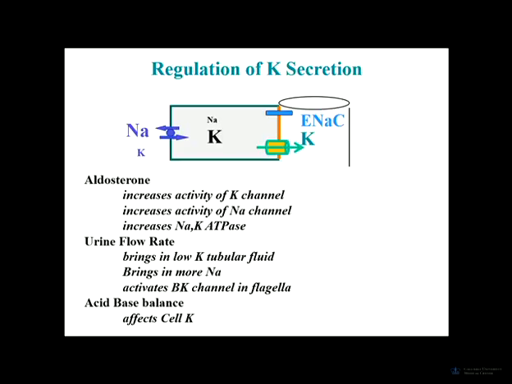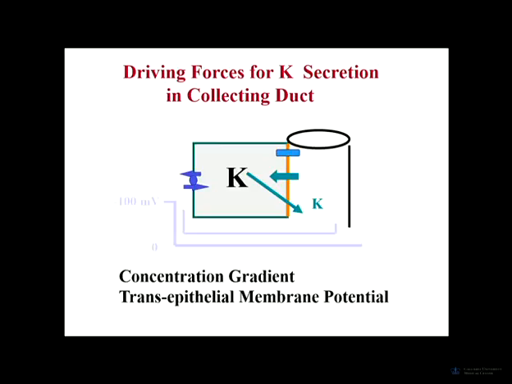Okay, so every single one of these things that normally regulate potassium balance can be affected by diseases, right? So we have many conditions of hyperaldosteronism. We have many conditions of changes in the urine flow rate. And we have many conditions that affect acid-base balance. Okay? And we need to think about each of them. How do they affect the driving forces for potassium secretion? The potassium gradient across the cell membrane and the electrical gradient.